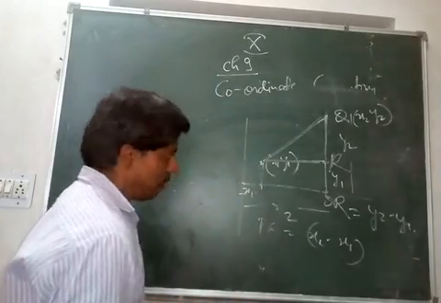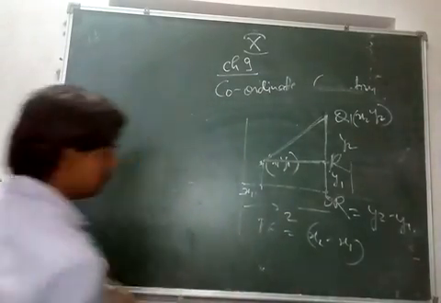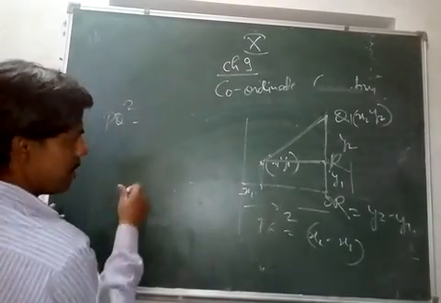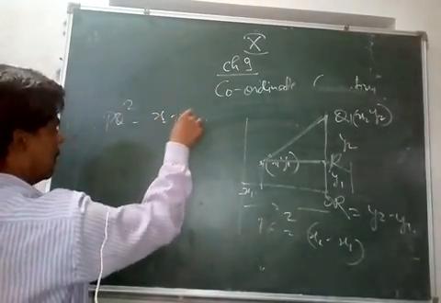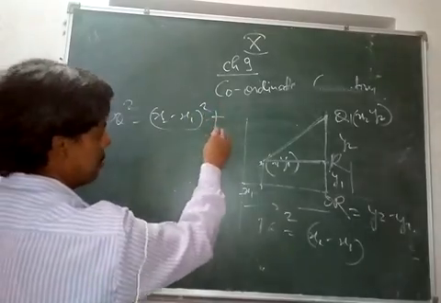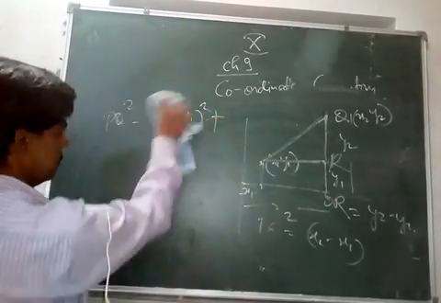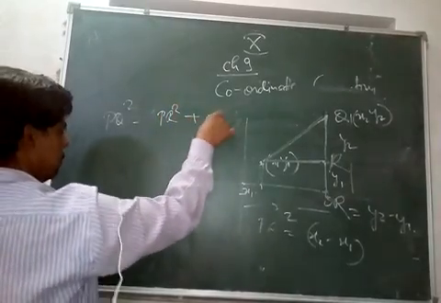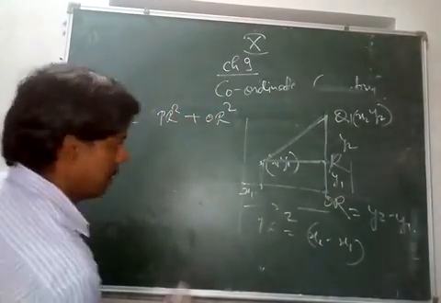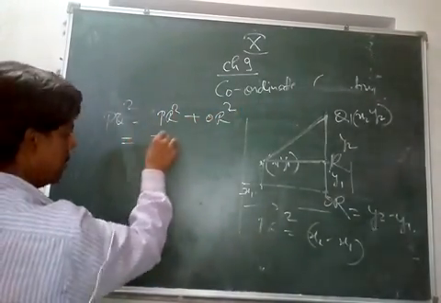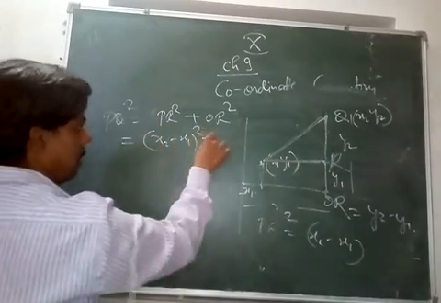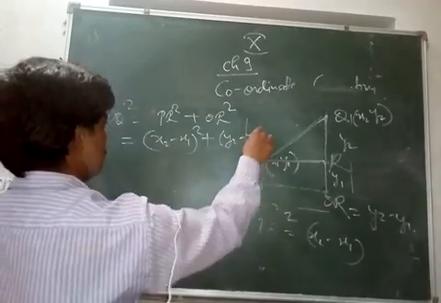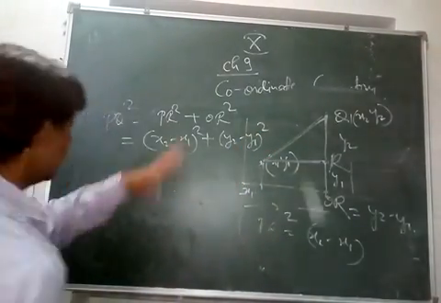So now can you write PQ according to Pythagoras theorem? PQ square is equal to PR square plus QR square. What is PR? PR is x2 minus x1 whole square. And what is QR? QR is y2 minus y1 whole square. Okay. And now let's take the square root.